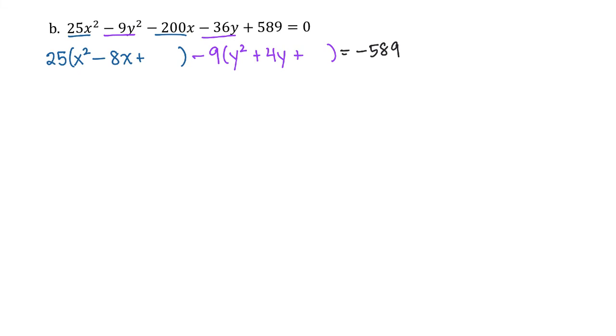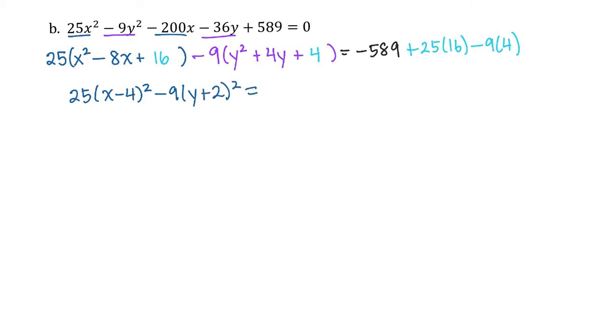Okay, now I'll go ahead and complete this square. So half of 8 is 4, 4 squared is 16. Half of 4 is 2, 2 squared is 4. And then remember to balance this out, I do have to add it to the other side. So in this case, 25 times 16, and then be careful, that's a minus 9 times 4. Okay, let me continue this problem. Okay, I'm going to go ahead and add up all the numbers on the right side, which gives me negative 225. Okay, so I can see the center already.